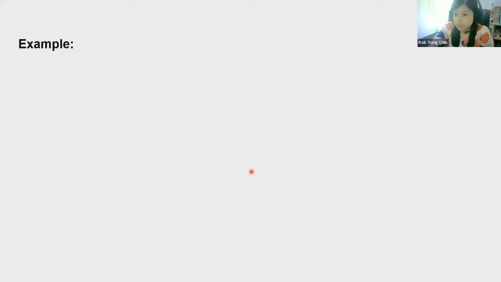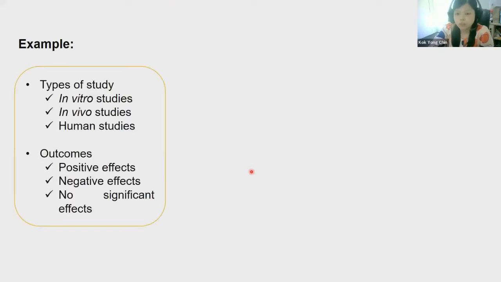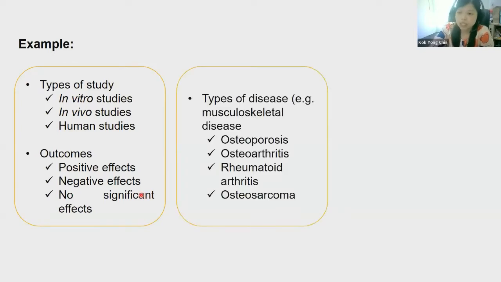Okay, just taking an example here. How do you want to organize your evidence? Here are just some examples. Of course, you can have different types of arrangement based on the review topic that you are doing. For example, the first one, you can arrange it according to type of study. You put your in vitro studies together, your in vivo studies together, and human studies together. You can also arrange it based on outcome, whether positive effects, negative effects, no significant effects, or no relationship.